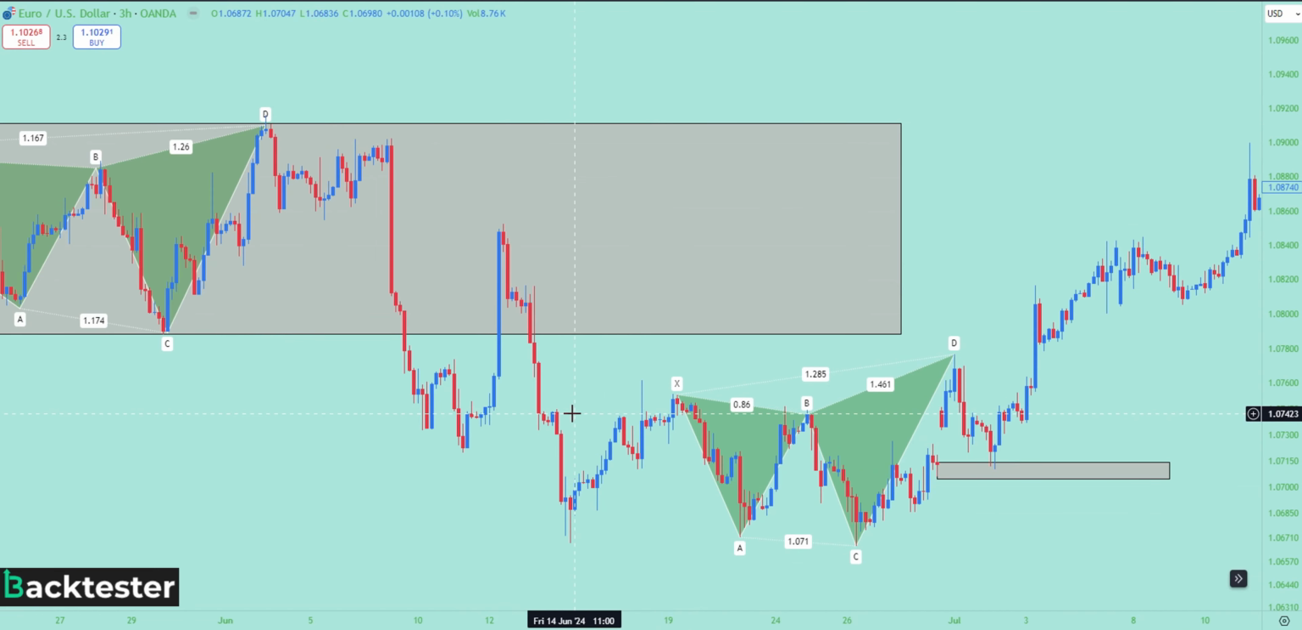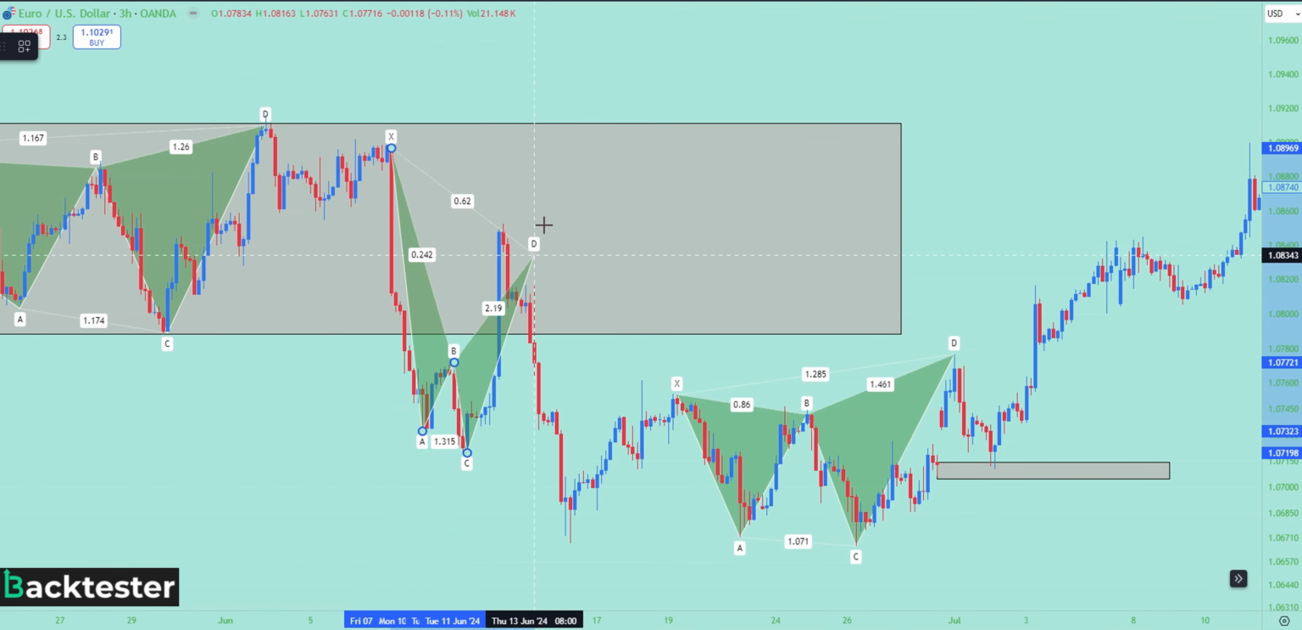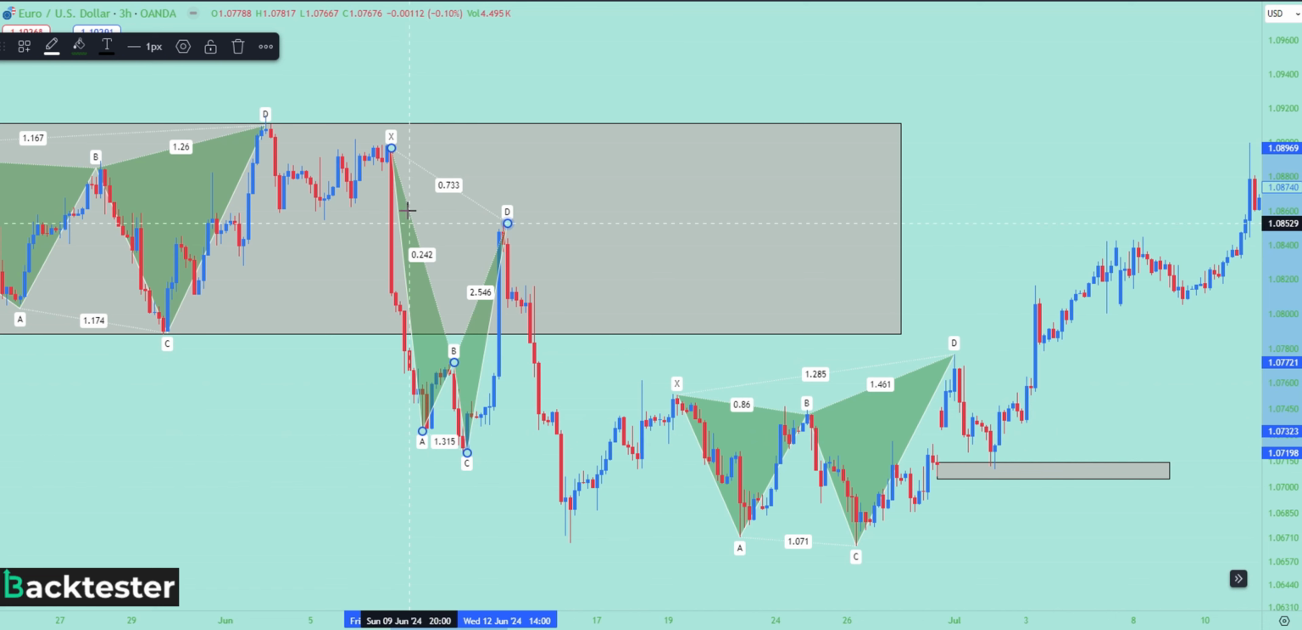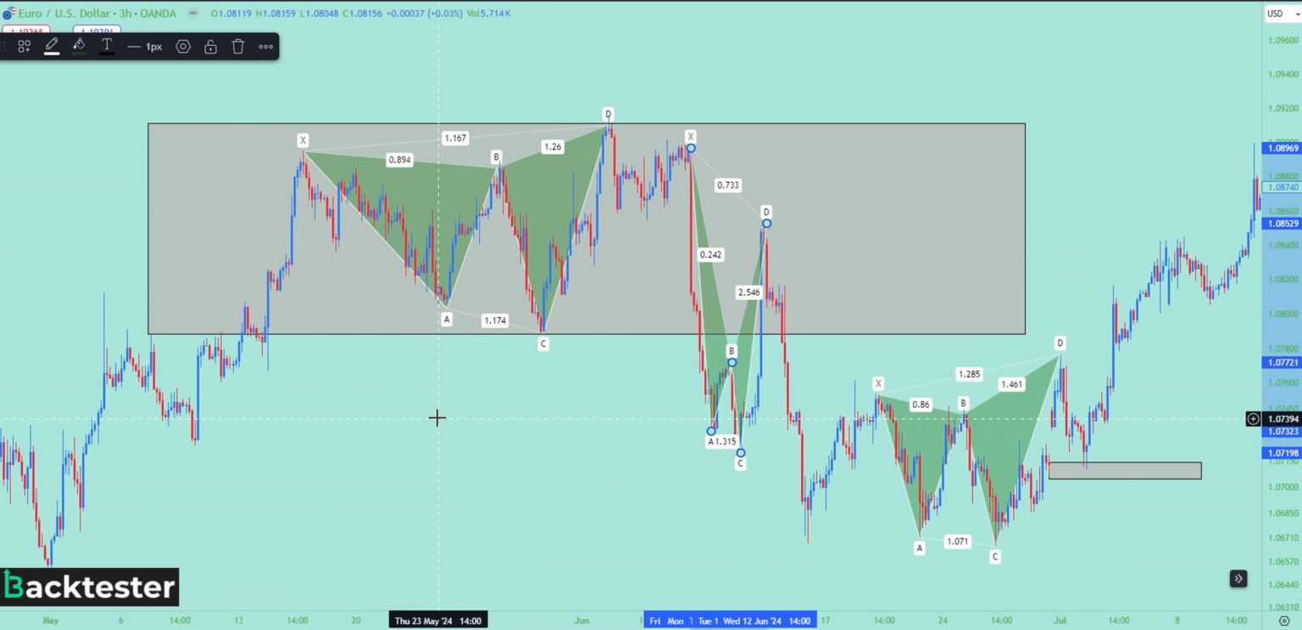Okay, and if we look closely, right here after this movement we also have another W pattern. X to A to B, B to C, and C to D. And our first take profit, of course, is C of the W pattern, which gave us a 127 pips movement.